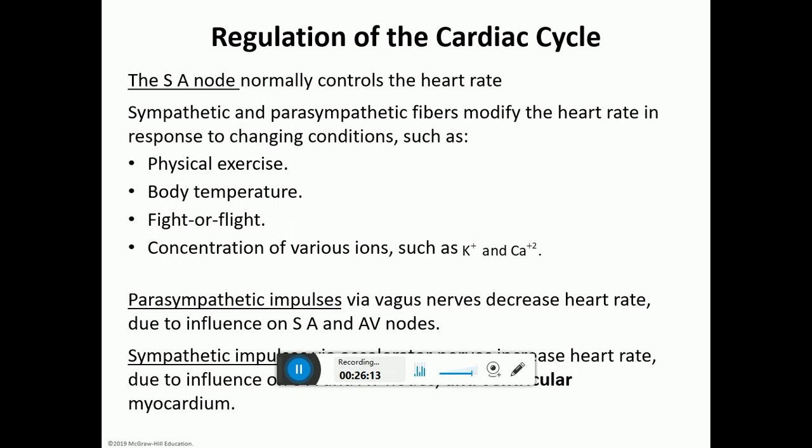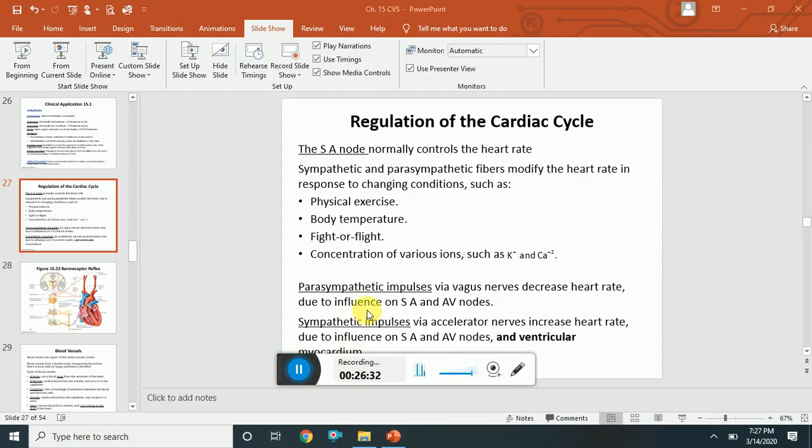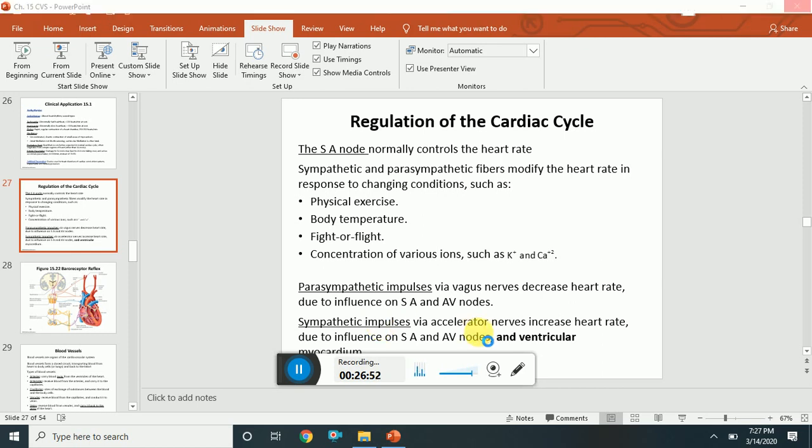For regulation of the cardiac cycle, yes, the SA node is your pacemaker, but we sometimes need faster or slower heart rates depending on your physical activity, body temperature, concentration of ions like potassium and calcium, and so on. So we control the SA node through parasympathetic and sympathetic impulses. Parasympathetic impulses are going to slow down your heart rate. They affect your SA node and AV node, while sympathetic stimulation is going to increase the heart rate through stimulation of the SA node, AV node, and the ventricular myocardium.